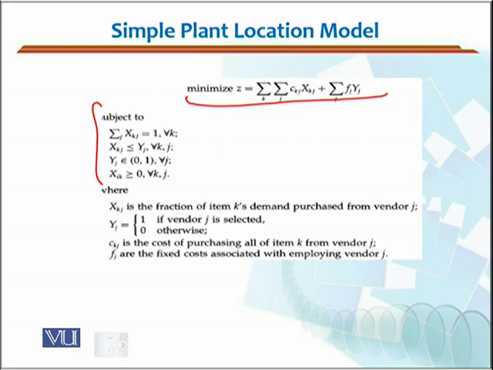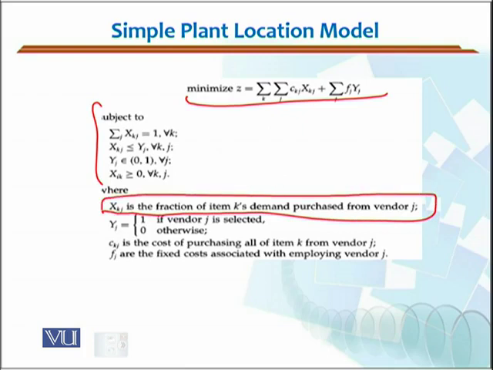Now, what is xkj? xkj is the fraction of item k's demand purchased from a vendor. Whatever you are purchasing from the vendors, let's say there are so many vendors, represented by vendor j. Vendor j could be 1, 2, 3, 4, 5, 6. So xkj is the fraction of your total demand which is purchased from some vendor j. Now, what is yj here? yj is an assignment. If that vendor is selected, the value of yj would be 1. Otherwise, it would be 0.